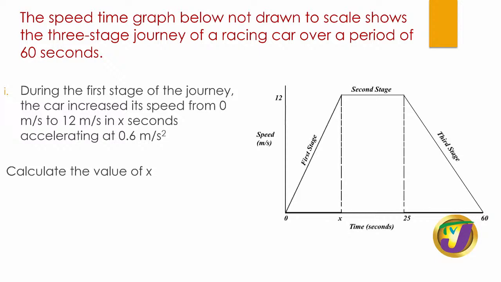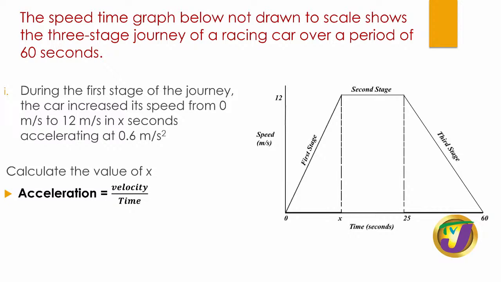What we need to find now is a missing time. What amount of time was required to cover the first stage of the journey? We are told that during the first stage, the car increased its speed from 0 meters per second to 12 meters per second, accelerating at 0.6 meters per second squared. So we need to find that time period.